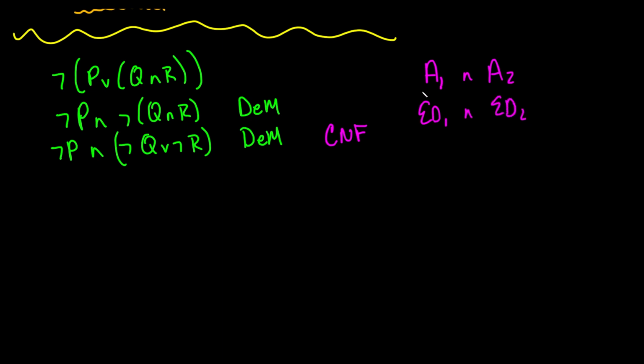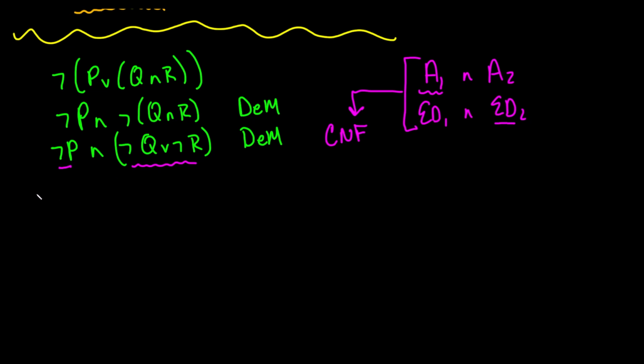So you have this A1, which is not P, is an elementary disjunction. And then you have not Q or not R here, which is also an elementary disjunction. And so you have a conjunction of elementary disjunctions, and so you have a formula in conjunctive normal form. So if you were only trying to get a formula in conjunctive normal form, you could stop here. But if you also wanted it in disjunctive normal form, then you would need to proceed to step 3, which is to apply the distribution rule.